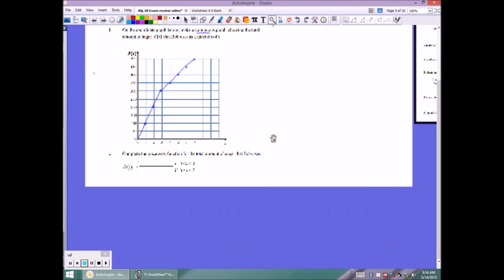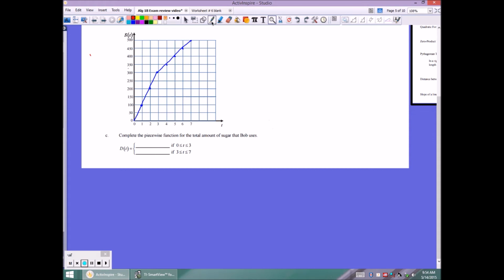All right, and then the last part is asking us to write a piecewise function, similar to what we just did. Here, for the first 3 hours, he was going at a rate of 100 pounds per hour. But then here, right, we started at 300. Let me zoom in a little. We started at 300, and we increased at a rate of 50 pounds per hour, but we started 3 hours later, right? This rate started 3 hours later, so we are going to go t minus 3. All right, that's what they're looking for.